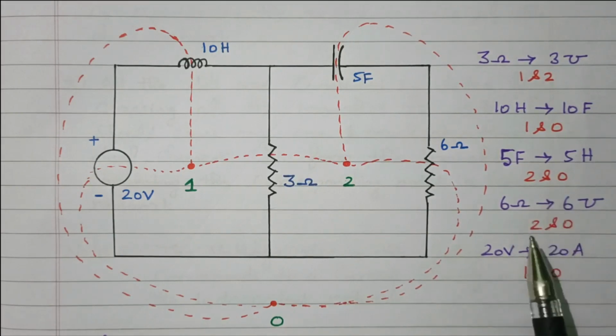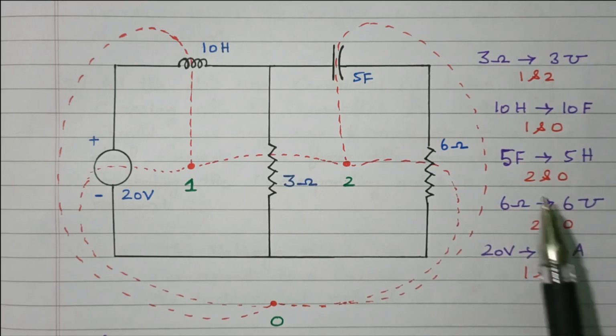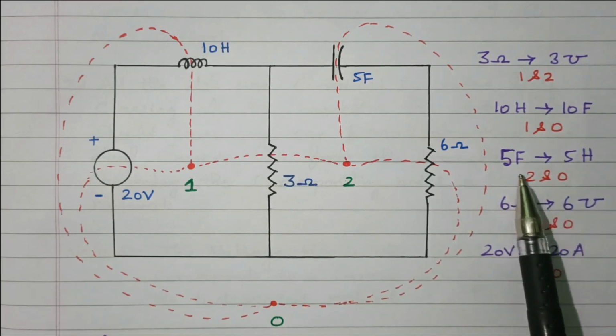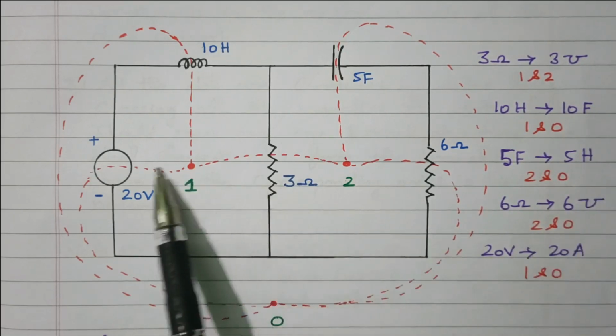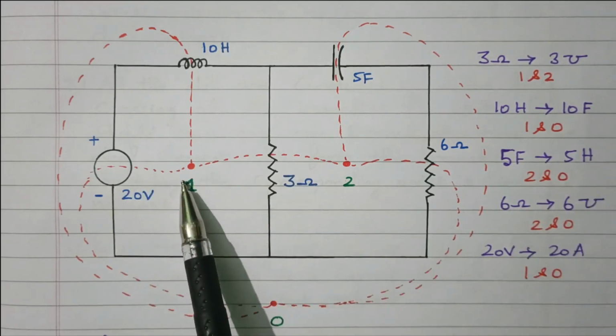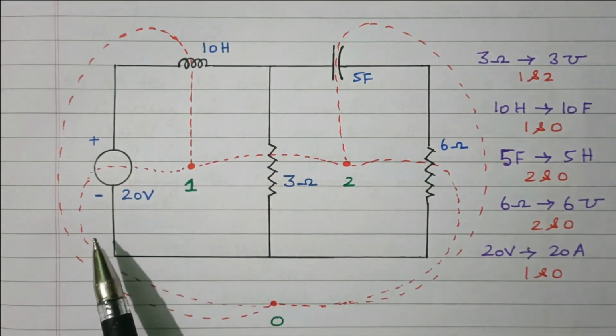So between 2 and 0, two elements are available. The 6 ohm resistor is converted into 6 mho conductance. The 5 farad capacitor is converted into 5 Henry inductance. Now we'll see 1 and 0. In 1 and 0 also two elements are available. One is the inductor, another one is the voltage source.